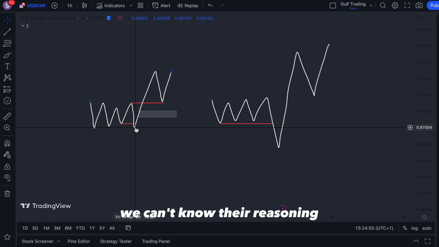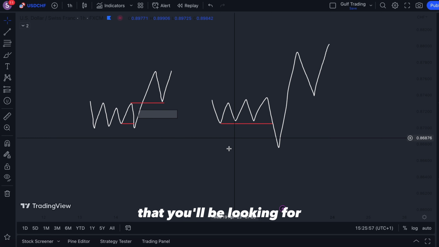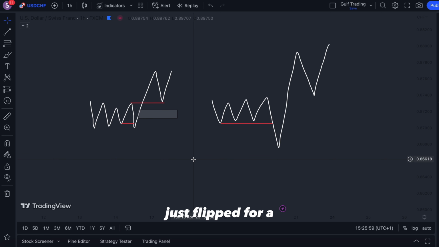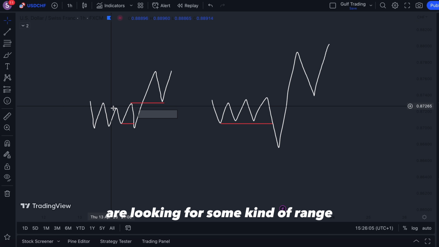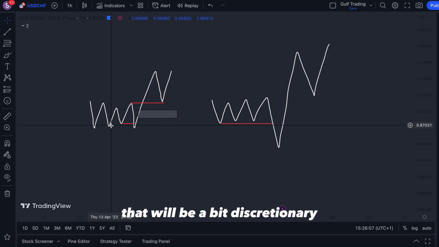We can't know their reasoning, but all we can do is look at the charts and try and work out what they're doing. So this is basically the textbook setup that you'll be looking for. It'll be the same, just flipped for the bearish setup. But the main points to look at are you're looking for some kind of range. That will be a bit discretionary.